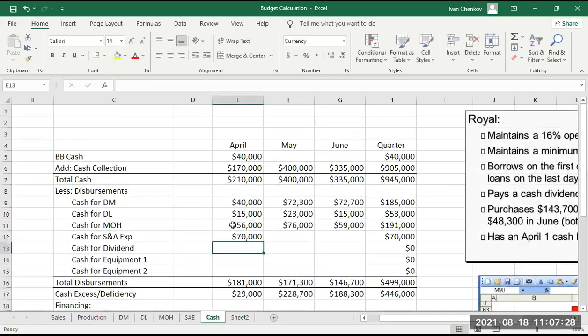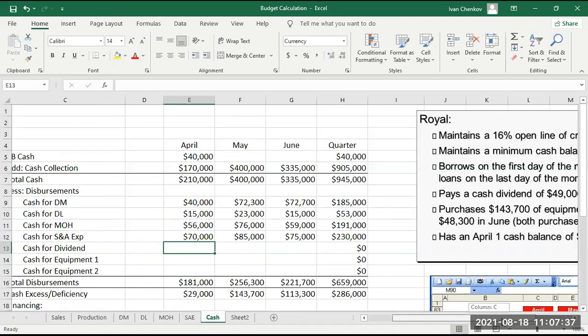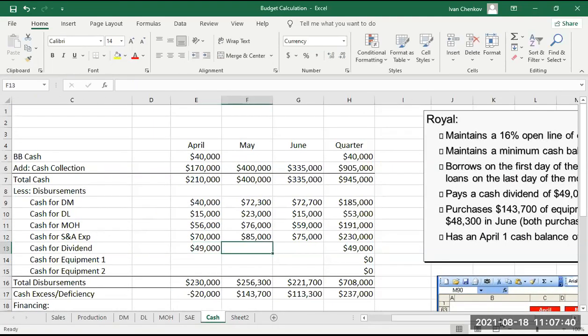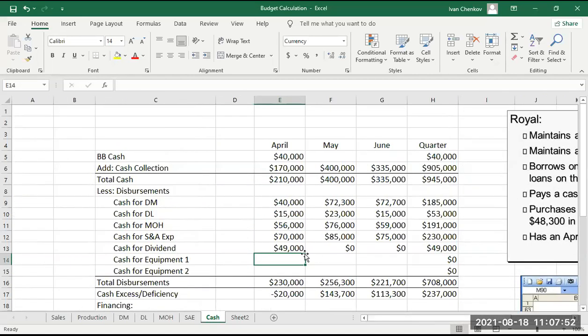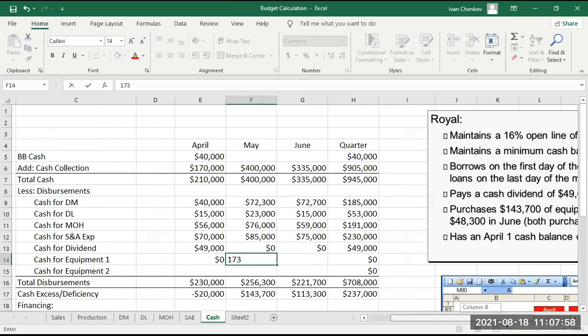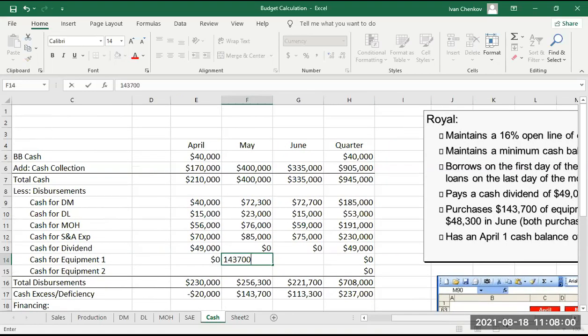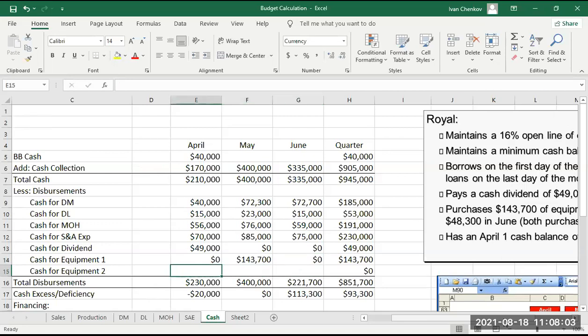Next one, I have to get the sales and administrative expenses. In total, I'm paying 230,000. So I'm going to drag this, 230,000. Now I have to pay dividend. Dividend, I'm paying 49,000 in April. In May, there's no dividend. In June, no dividend. Next thing, equipment. First equipment, I have to pay 143,700 in May, so nothing in April and 0 in June. Second equipment, 0 in April, 0 in May, but in June I have to pay 48,300.